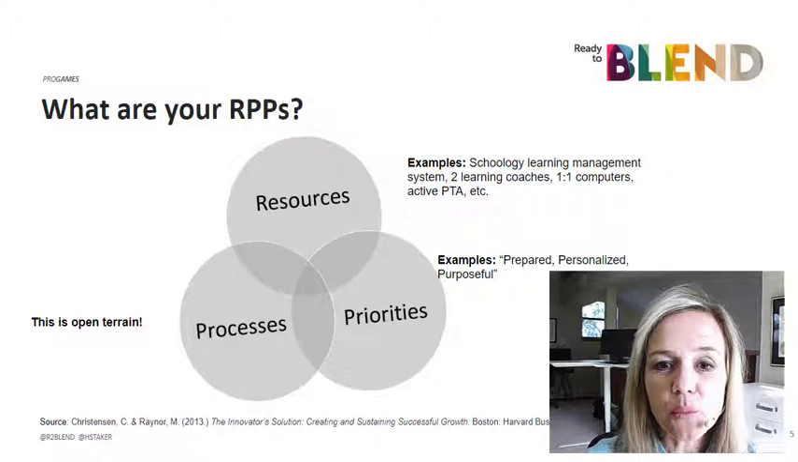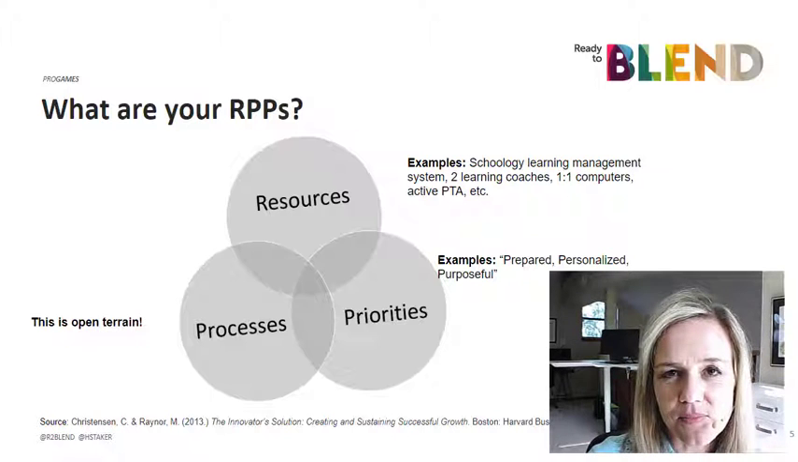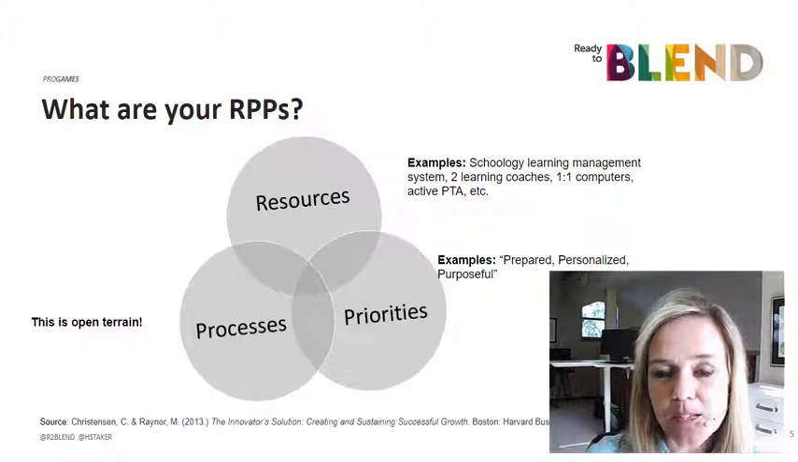Please open the worksheet that goes along with this video. It's a fillable PDF called What Are Your RPPs? The first step on that worksheet is to list your top resources. As you'll remember, resources can include people, equipment, technology, facilities, budget, vendors, and so on. Pause the video if you need to and fill out your resources.